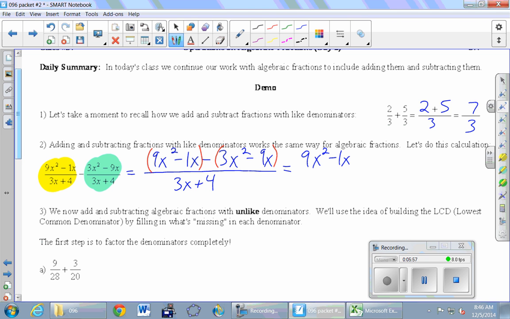What does it become? Minus 3x squared and then plus 9x. Copy that denominator. Okay, and now we're going to combine like terms. So 9x squared minus 3x squared leaves me with 6x squared minus 1x plus 9x plus 8x.